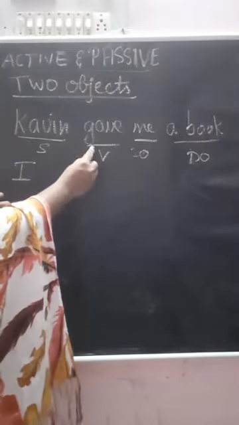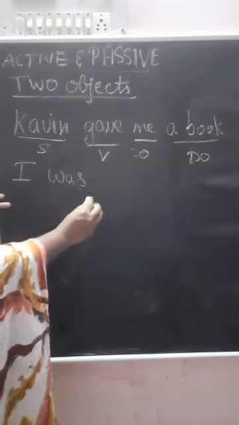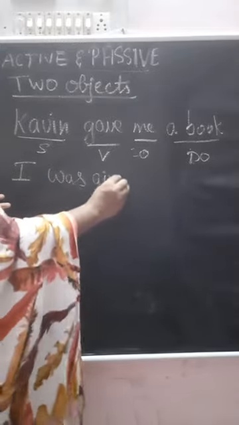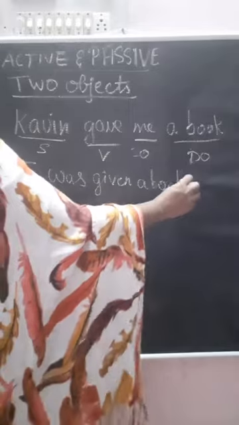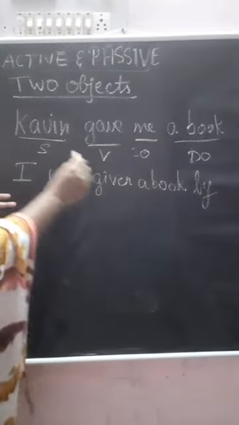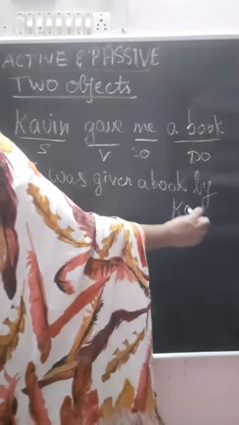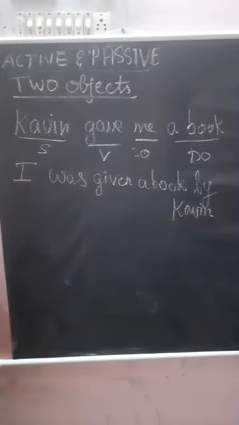What is the tense here? Past tense. So, was or were plus V3. I was given a book. We have to use the object here, that's all. And then use by. After that, the subject comes to the object place. I was given a book by Kavin.